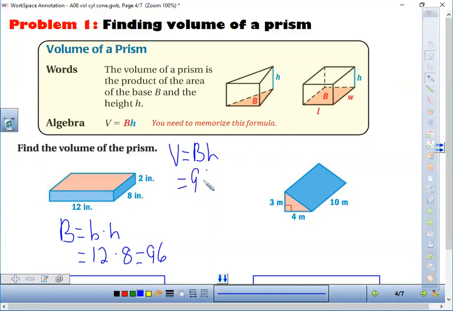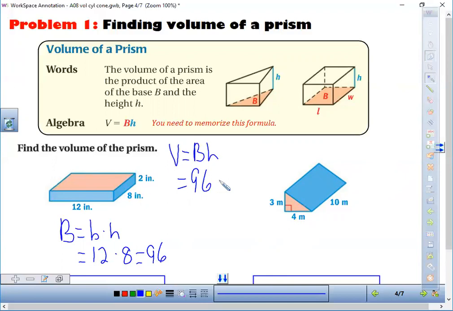You get 96. And then what is the height of this prism? The height of the prism is the height connecting the two bases of the prism. So again, this pink area here is the base. So to get from the top to the bottom, it's the length of 2 inches. So that's the height of the prism.